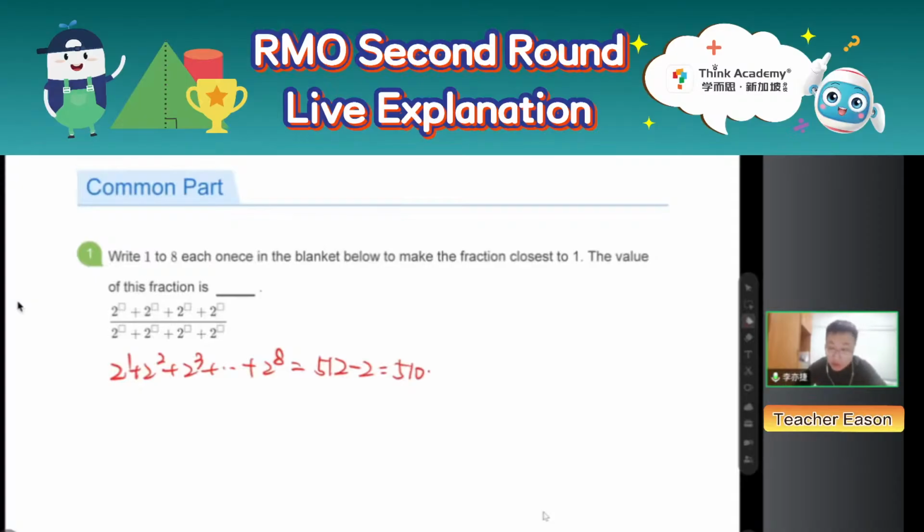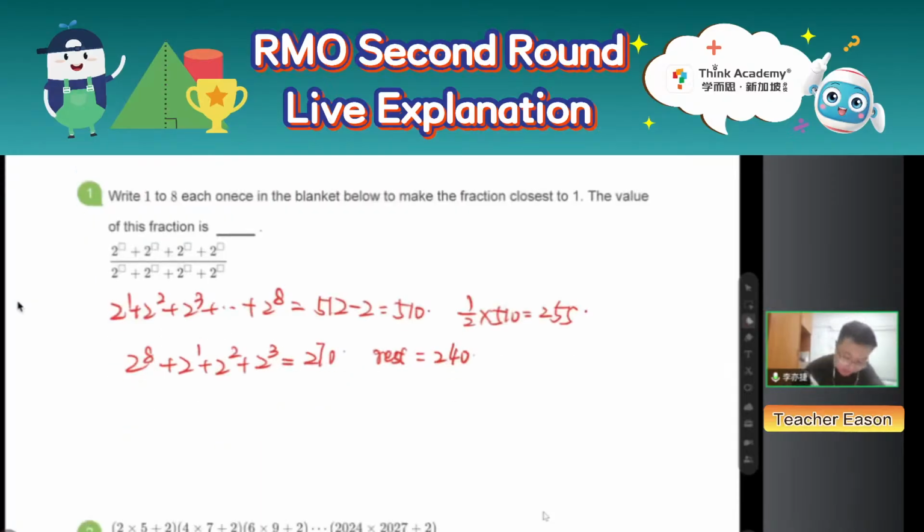Now we just need to make the numerator and denominator close to half of the 512, which is 255. But 2 to the power of 8 itself is already 256. So we should give the 2 to the power of 8 as small a number as possible. So we give the 2 to the power of 1, 2 to the power of 2, 2 to the power of 3, right? So we make a 270, and the rest sum is 240.